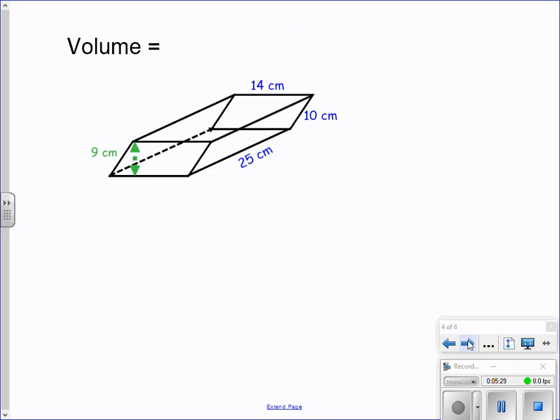Here is a parallelogram that's also a prism. I guess you would call it a parallelogramal prism. That sounds really weird.